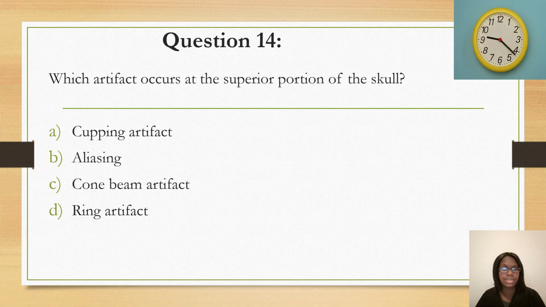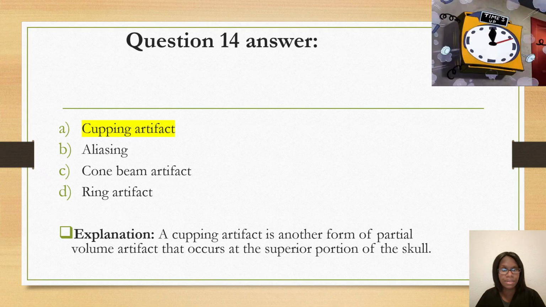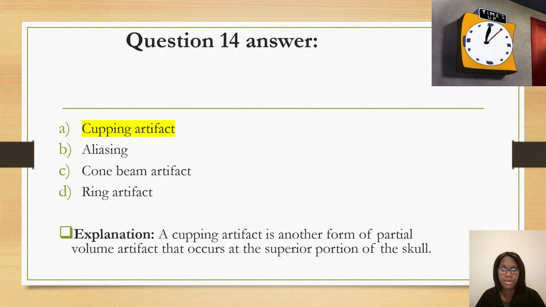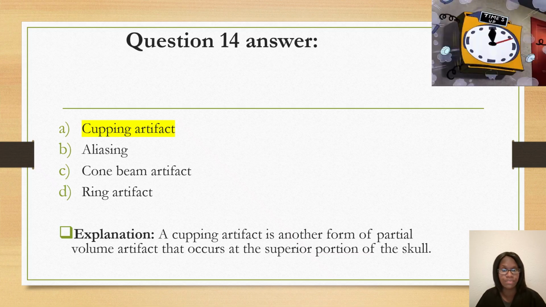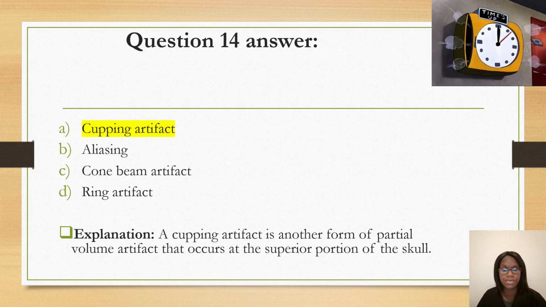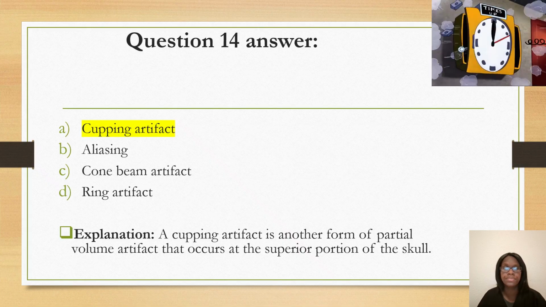Right, the correct answer is A. Cupping artifact. So a cupping artifact is another form of partial volume artifact that occurs at the superior portion of the skull.